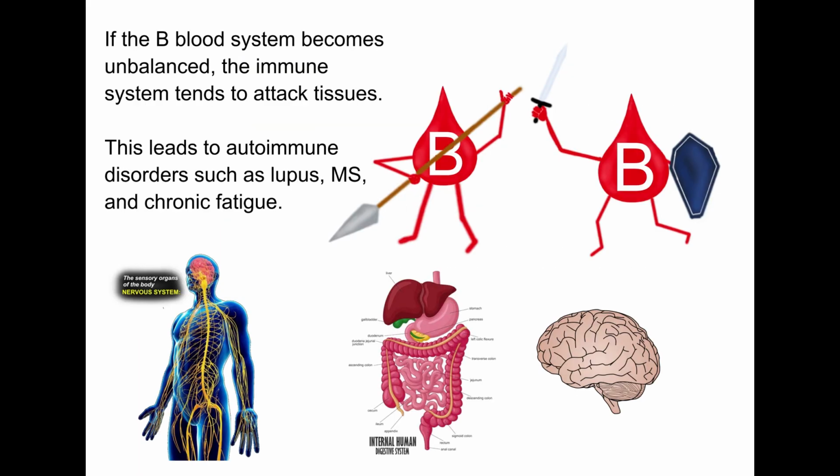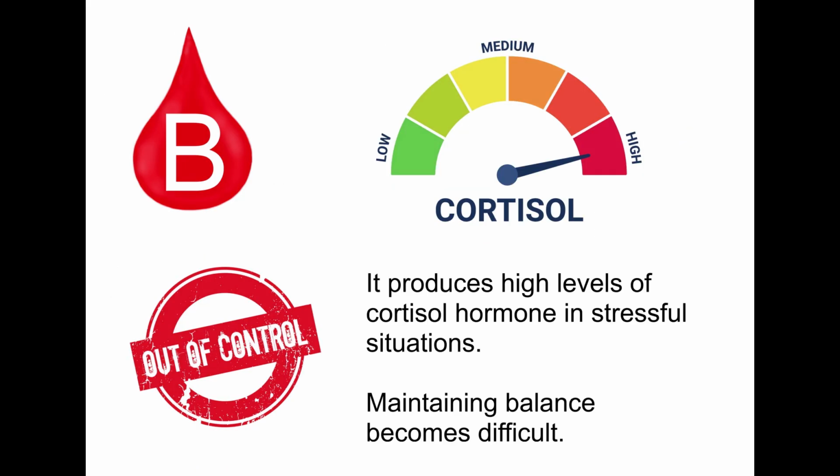Blood type B has a strong immune system, but one that can become unbalanced and prone to attacking its own tissues. Therefore, they are more susceptible to autoimmune disorders such as lupus, systemic lupus erythematosus, multiple sclerosis, MS, and chronic fatigue syndrome. People with blood type B tend to produce higher levels of the hormone cortisol in stressful situations. This can make it more difficult to maintain balance in stress management.